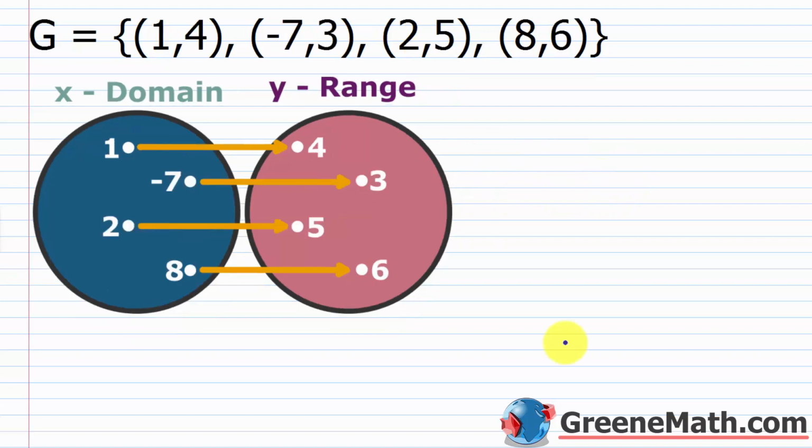Let's look at another one. So we have g here, and it equals, again, just a set of ordered pairs: (1, 4), (-7, 3), (2, 5), and (8, 6). So any duplicate x values? No. Right? So you can say that you have a function here.